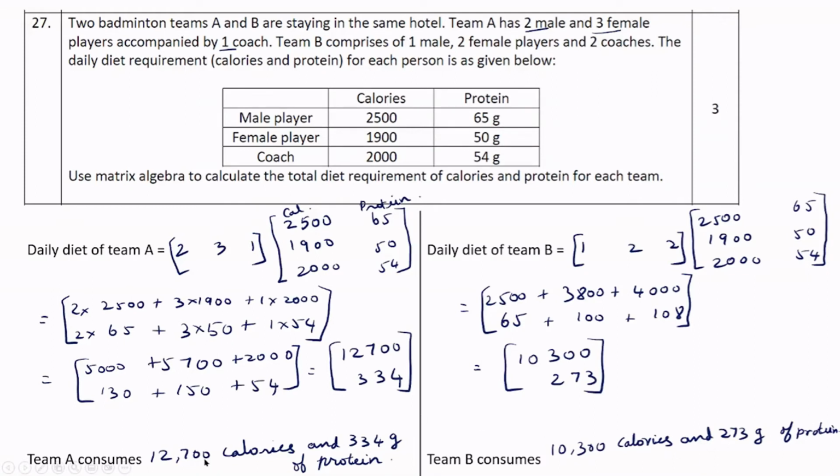So finding the total requirement for team A, this part carries 1.5 marks, and finding the total diet requirement for team B, this part carries 1.5 marks.